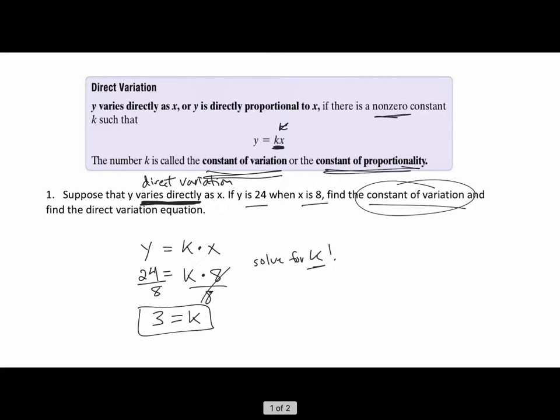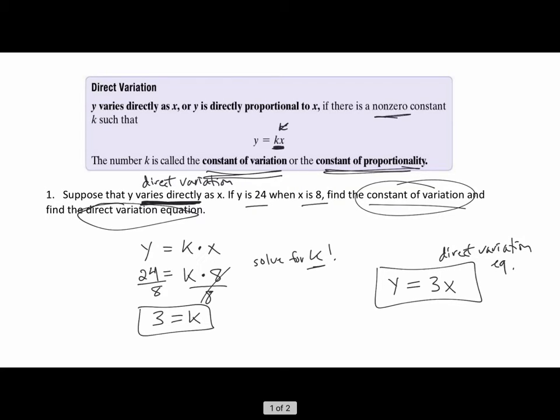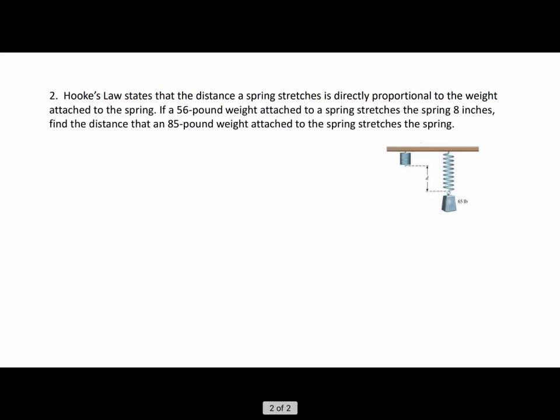So that's done. The other goal is to actually write the direct variation equation. And that is what I had already, but using that constant that I found. So that is the direct variation equation. And I could answer other questions about it, like, okay, suppose x is this, what is y? So that helps me to answer questions, but I have to get that equation first.